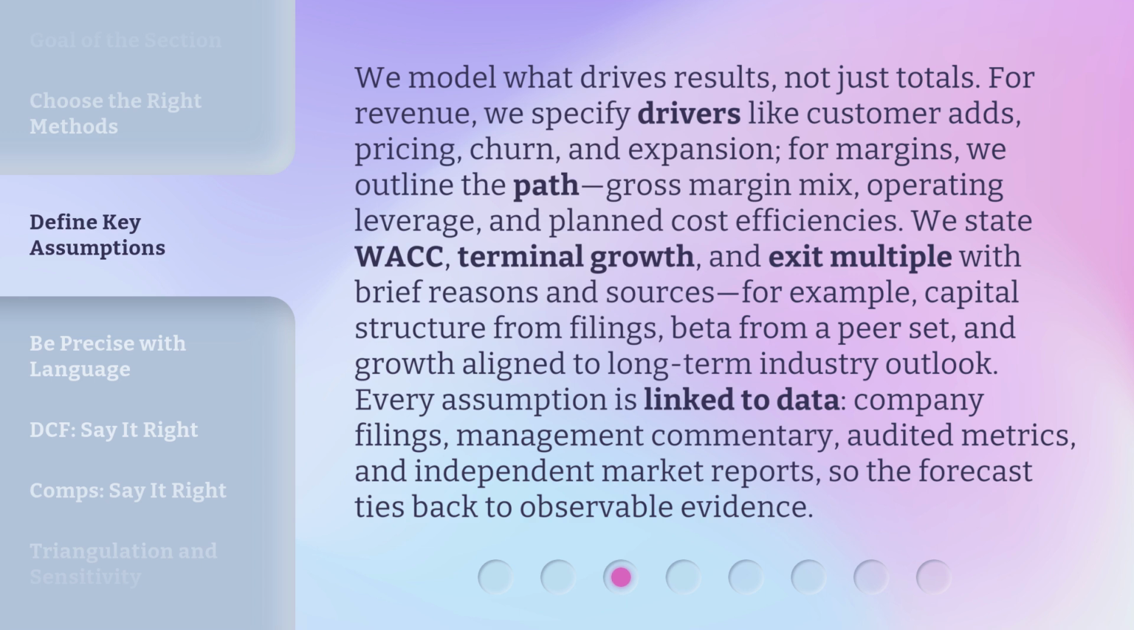We state WACC, terminal growth, and exit multiple, with brief reasons and sources. For example, capital structure from filings, beta from a peer set, and growth aligned to long-term industry outlook. Every assumption is linked to data: company filings, management commentary, audited metrics, and independent market reports, so the forecast ties back to observable evidence.